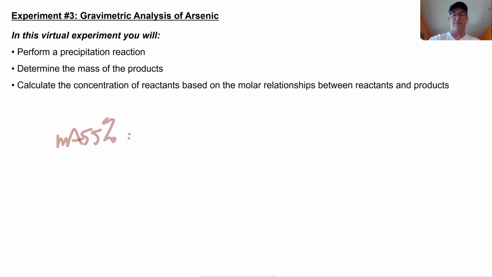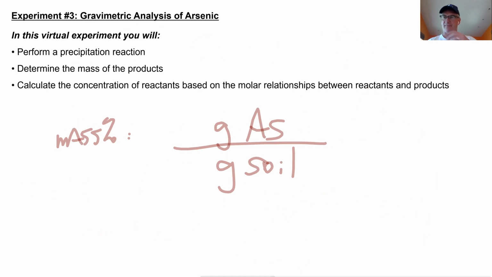So basically what we were looking for was grams of arsenic over grams of soil. Even though it was a solution, basically what happens is you take the soil, you mix it with water. You shake it up, and then you dissolve all the arsenic you can, all the arsenate you can, into the water, and then filter it, get rid of the soil, and then use that to precipitate the arsenate.